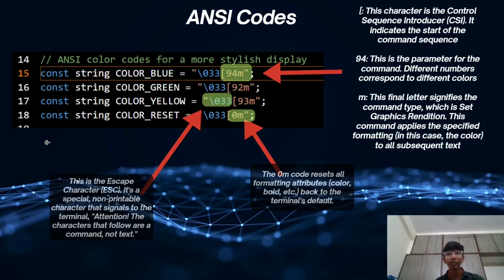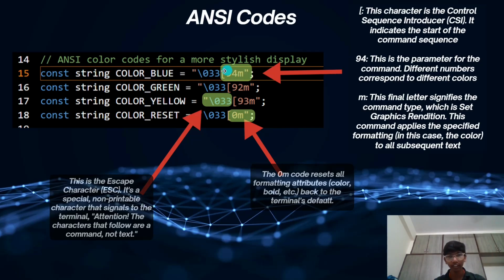Now I am going to explain what the ANSI codes are. These ANSI codes are used for a more stylish display, like in our program, where I have used them for the colorful display. First of all, these are a set of characters that are taken as a command for the compiler. We are storing these characters in variables like color blue, color green and color yellow. The type is string.